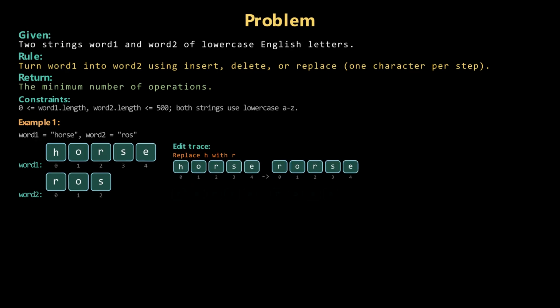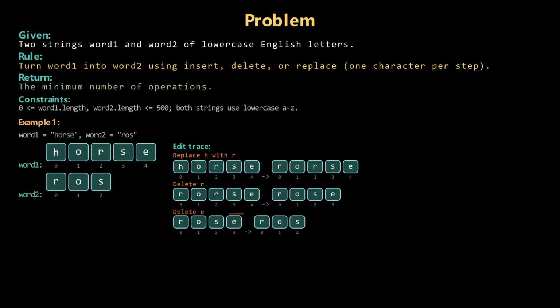Example 1, horse to rose. Replace H with R to get rorse. Delete the middle R to get rose. Delete E to get rose, which matches the target. That is 3 operations, so the answer is 3.